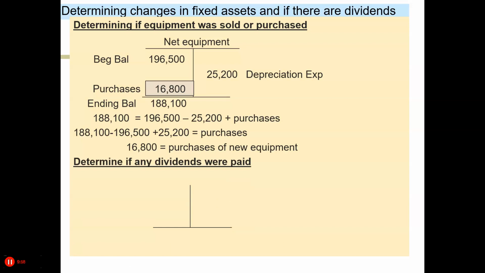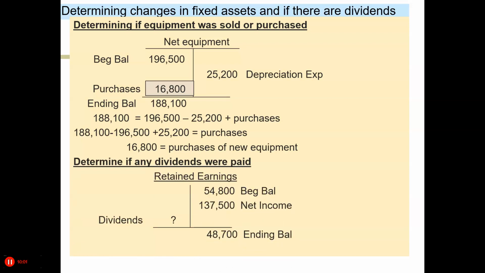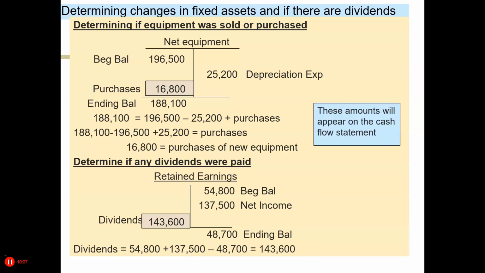Now we're going to look at the dividends. This is what it looked like. We had a beginning balance of 154.8. We had net income of 137.5, and we had an ending balance of 48.7, which means we did pay dividends. And we ended up paying 143.6. Now again, you want to add the 154.8, the 137.5 minus the 143.6 and make sure you get the 48.7. These are the amounts that are going to appear on the cash flow statement. The purchase of the equipment would be investing. The dividends would be a reduction under financing.